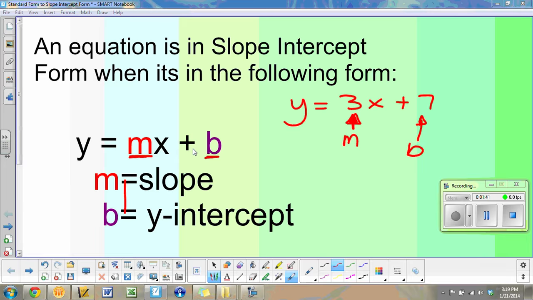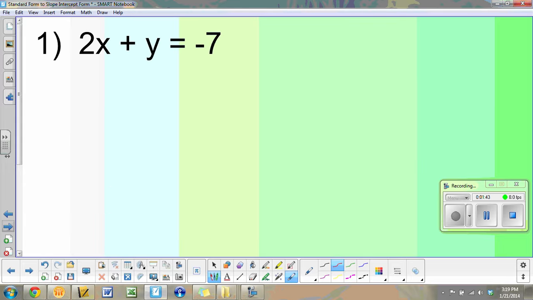So what we're going to look at here is actually, if I have an equation like this, 2x plus y equals negative 7, is it in slope-intercept form? So if I draw my line here just to kind of chop it in half, do I have y on one side by itself? And the answer is no, because I have this 2x over here. So I want to get y by itself, so I have to get rid of that 2x.